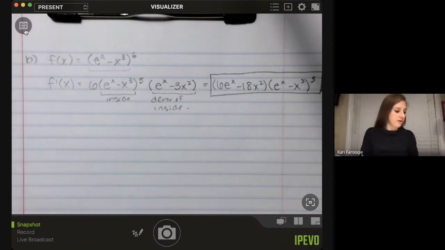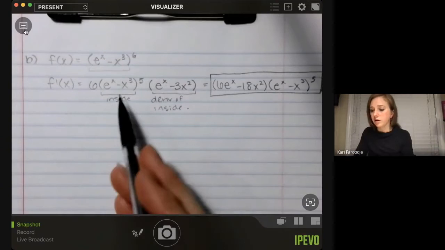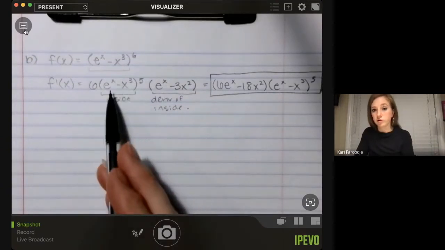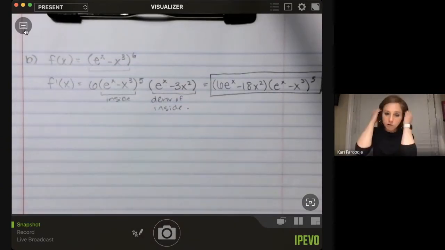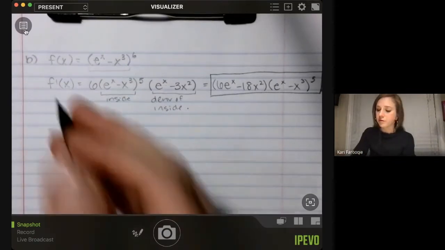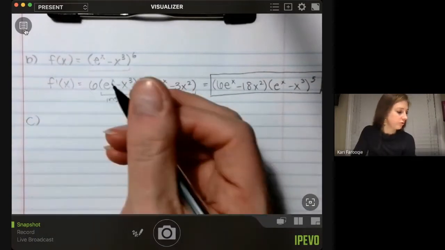All right, so that's example B. So nothing here inside was a new derivative. We already knew derivatives for e to the x and x cubed. The only new thing here was that chain rule. C, do one more of these.